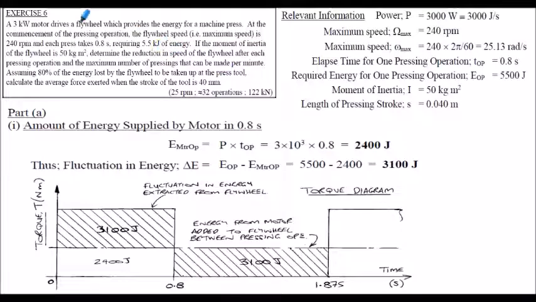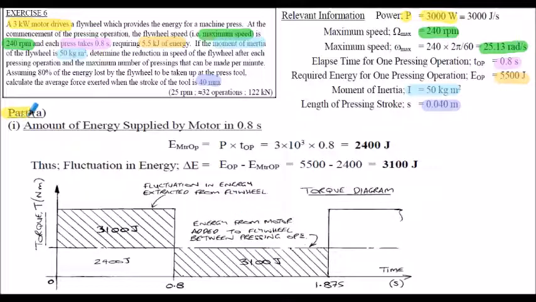To extract the information from the question, we know that the motor power is 3 kilowatts, so power is 3,000 watts. The maximum speed of the flywheel is 240 RPM, which we've converted here into radians per second. The time taken for a pressing is 0.8 seconds. And the energy required for the pressing is 5.5 kilojoules, that's 5,500 joules. We know the moment of inertia of the flywheel is 50 kilogram meters squared, and the length of the pressing stroke is 40 millimeters. So put that into meters here.